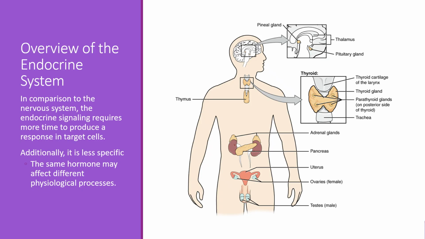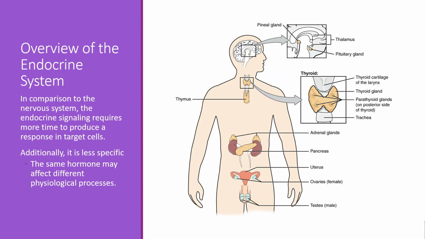Last semester, you learned about the nervous system. And the nervous system was also a communication system within the body. And you were using neurotransmitters to send messages. In the endocrine system, we're going to be using a hormone to send messages, and there are some significant differences. With the exception of the adrenaline hormones, the endocrine system is pretty slow. It requires more time to process a response at the target when we compare it to the nervous system. It is also less specific. The same hormone may affect different physiological processes, and we'll see that with thyroid hormone, for example.